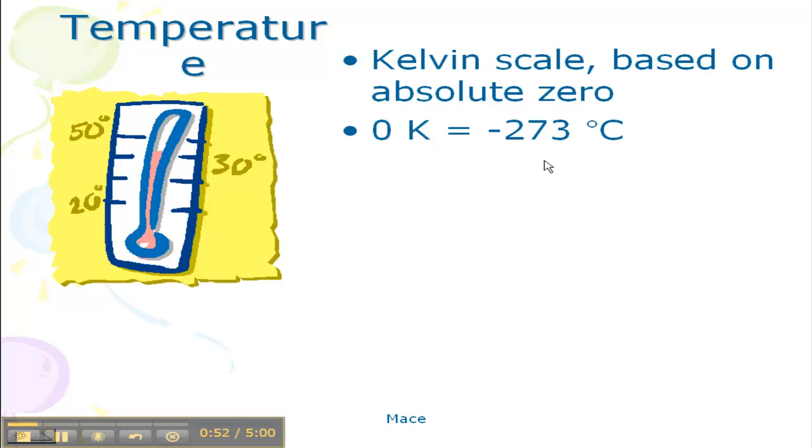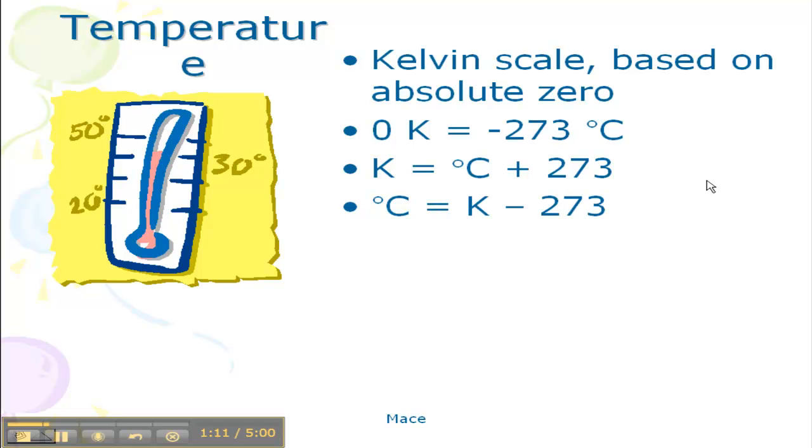0 Kelvin is negative 273 degrees Celsius. It's about negative 450 degrees Fahrenheit. So our formula, and this is on the formula page in your reference packet: Kelvin is equal to your degrees Celsius plus 273. It's a fairly simple conversion. If we rearrange that to change from Kelvin to Celsius, you subtract 273.